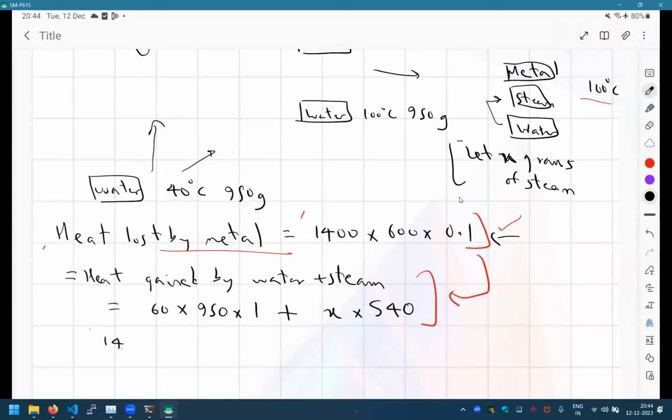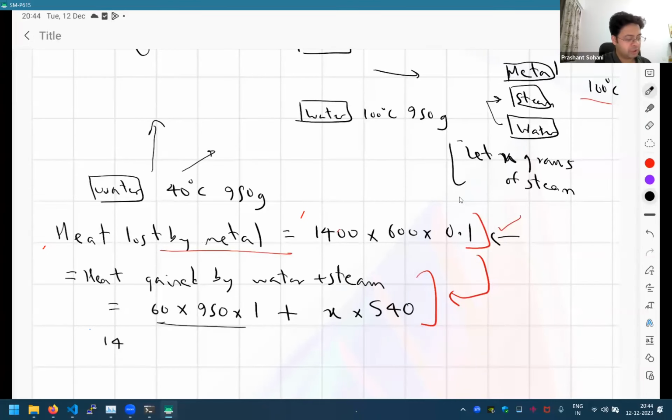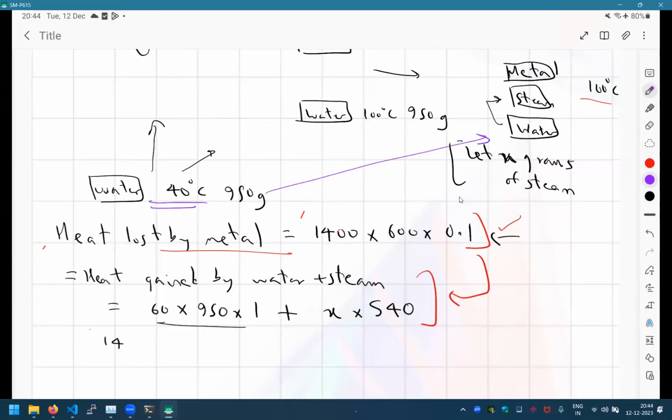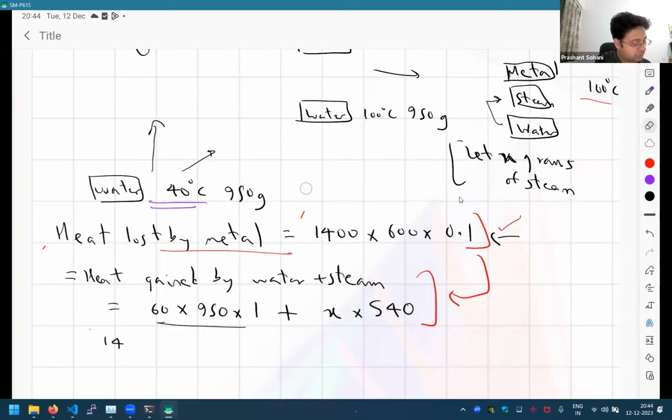Sir, how did that 60 come there? 950 into 60. This is the term for how much heat the water has to absorb, because initially all the water was at 40 degrees. So before even it starts to become steam, all the water has to become 100 degrees, no? Yes. So it has to rise by 60 degrees. So this intermediate picture which I was drawing here is a two-step process. First the water becomes 100 degrees and then some of it becomes steam.